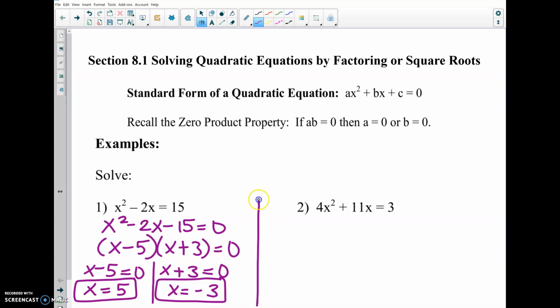All right, take a few seconds and try out number 2. Make sure that you move the 3 to the other side. Since x squared has a coefficient other than 1, you have a little bit of work to do. You can decide whether to do guess and check or the method of moving the 4 back to the negative 3, but do not forget that that 4 needs to be in the front. So your two terms need to be able to multiply to get 4x squared.